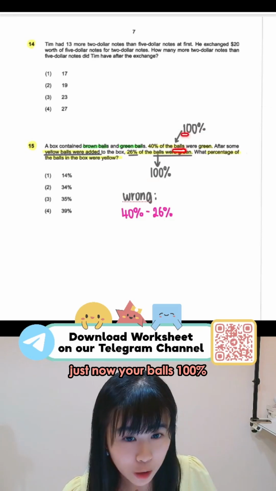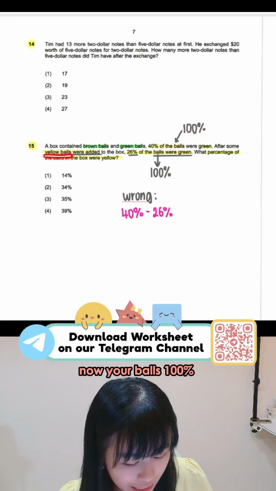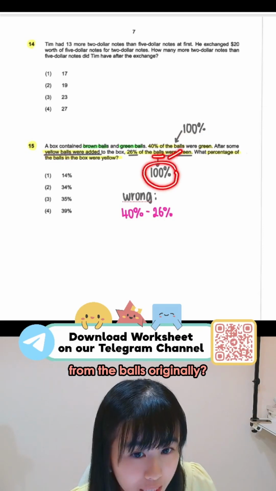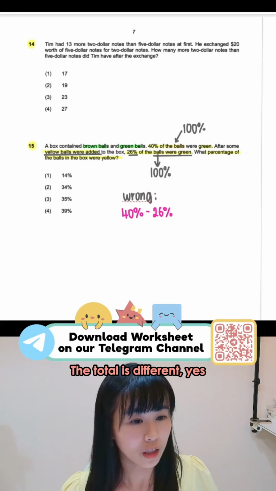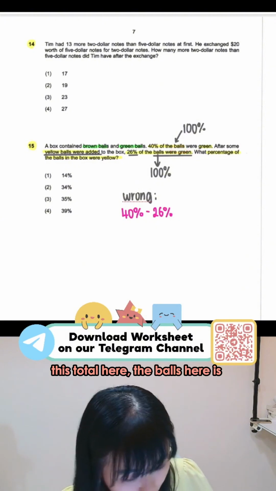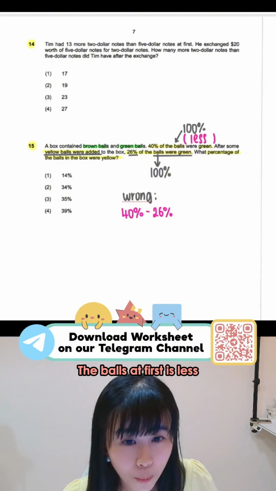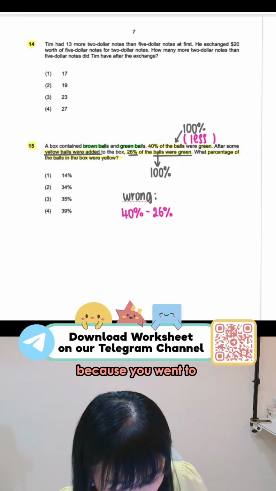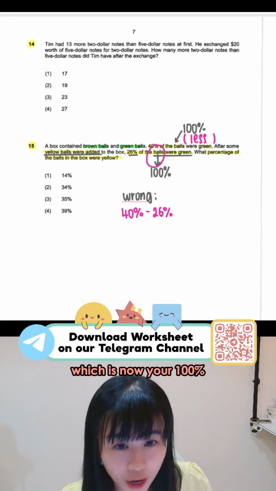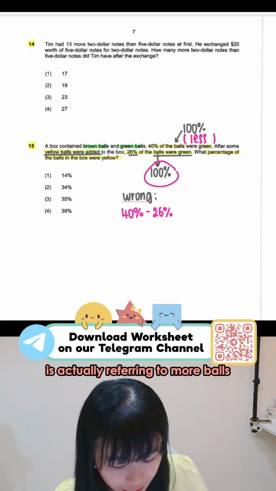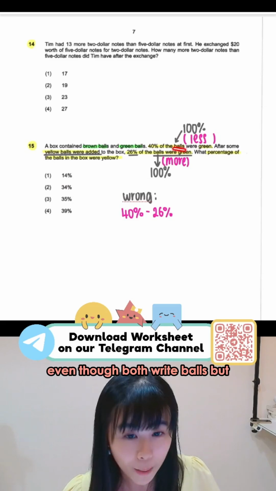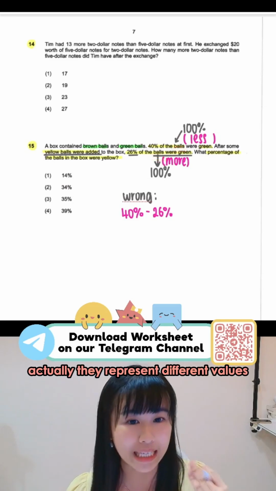Just now, your balls were 100%. You added yellow balls, now your balls are 100%, right? How is it different from the balls originally? The total is different. The balls at first are fewer because you went to add your yellow balls already. So now the balls, which is now your 100%, is actually referring to more balls. So in other words, even though both are balls, they actually represent different values.